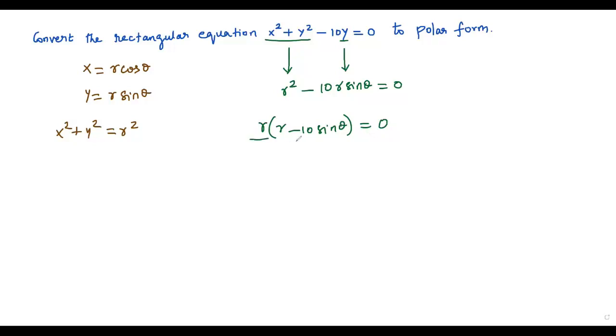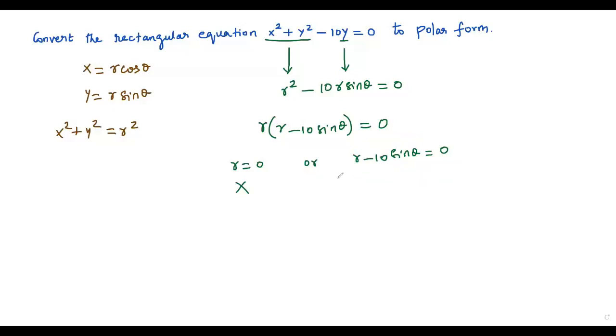Now the product of these two quantities is equal to 0. So either the first quantity r can be 0, or r − 10 sin θ equals 0. In polar coordinates, r represents the distance from the origin to any point on the curve of the given rectangular equation. If r is equal to 0, there is no distance, which means it represents the origin. Since r = 0 represents the origin, we can ignore this and consider only this part, that is, r − 10 sin θ = 0.